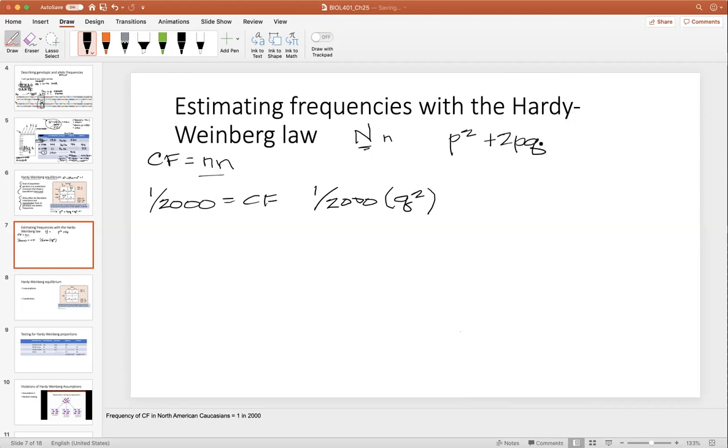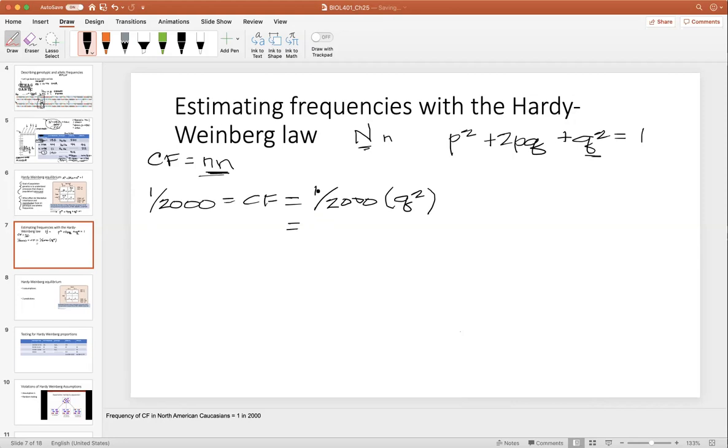These are our heterozygotes. And this is our homozygous recessive situation, okay? So if we know that 1 in 2,000 individuals has cystic fibrosis, that's the same thing as knowing that 1 in 2,000 individuals is little n, or Q squared. They are homozygous recessive. So now we can calculate some stuff.